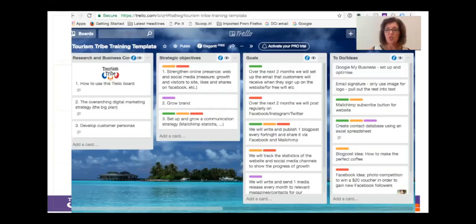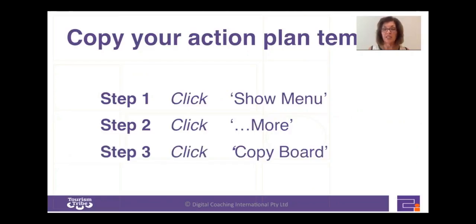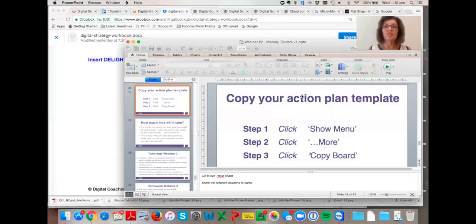What you're going to do when you come in here is copy the board. Because this is a public board, you're not able to change it. You have to make a copy of it to be able to make it your own and to be able to change it. So I'm just going to go live onto Trello now and show you what you're going to do here. You're going to click on the show more menu if the menu isn't already visible, and you're going to click on more, and then you're going to click on copy board. I'll just go live onto Trello.